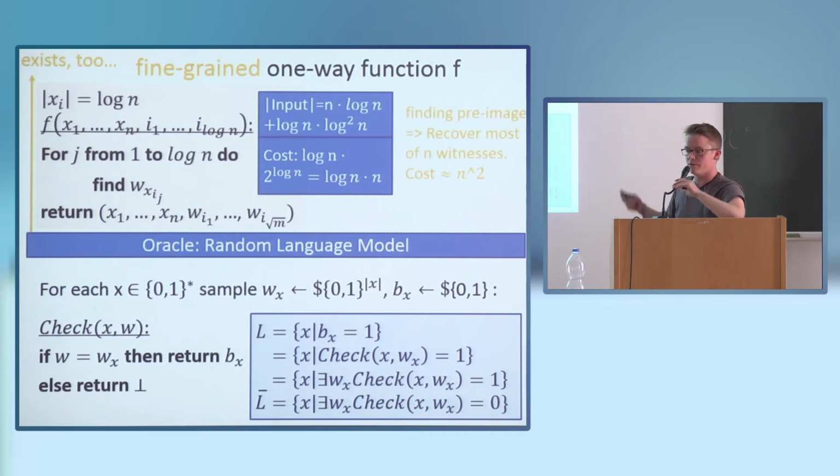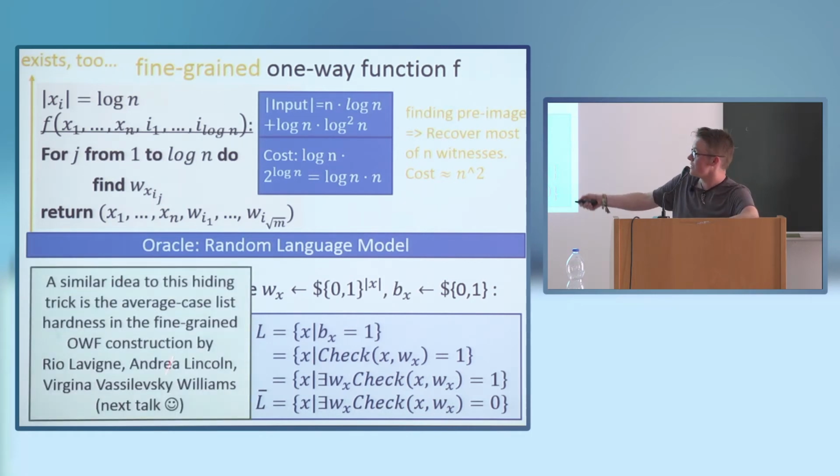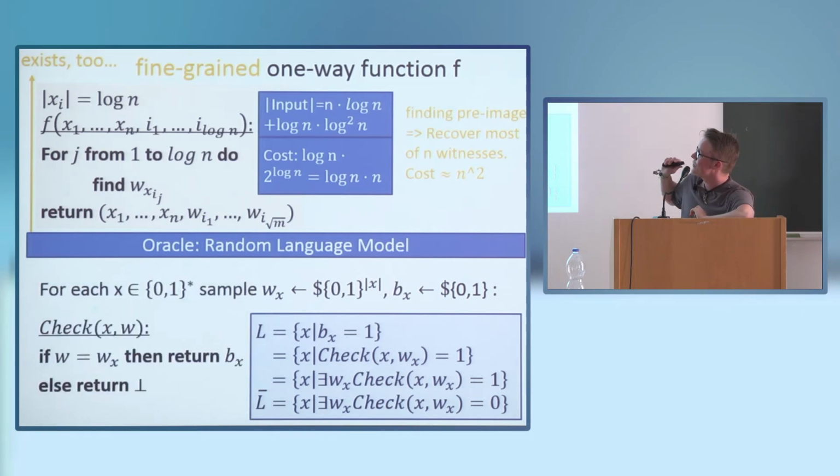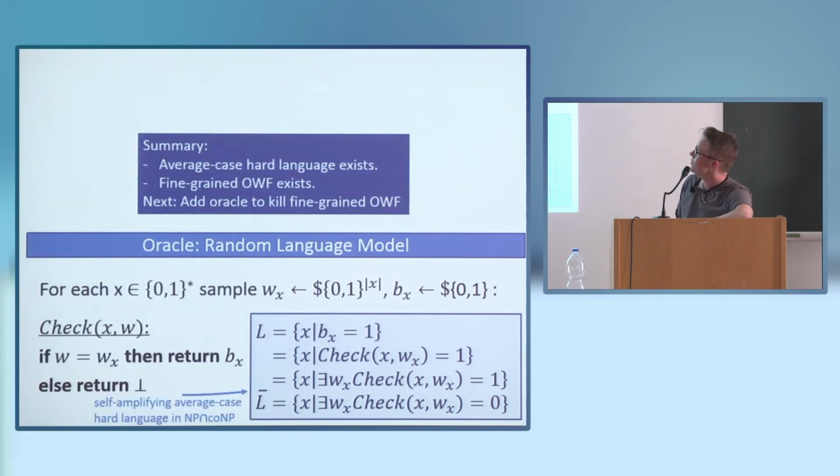Okay, so that's bad. So we have an oracle relative to which we have a hard language, but also a fine-grained one-way function. This construction has some similarities with a construction that Andrea is going to show, which is very nice. Okay, so now what shall we do? We have an average case hard language. We have a fine-grained one-way function.